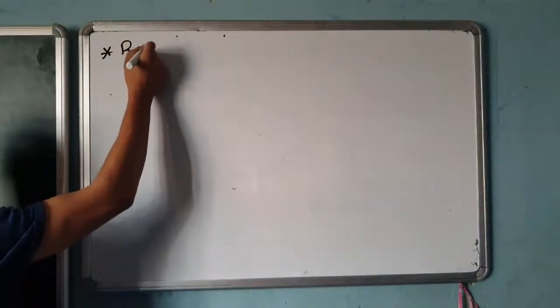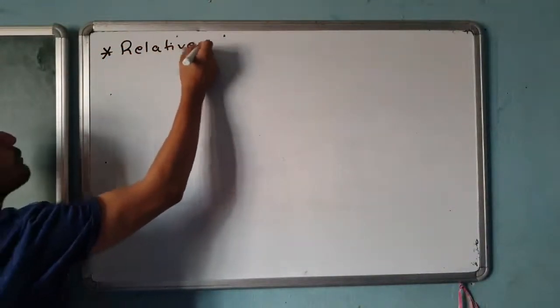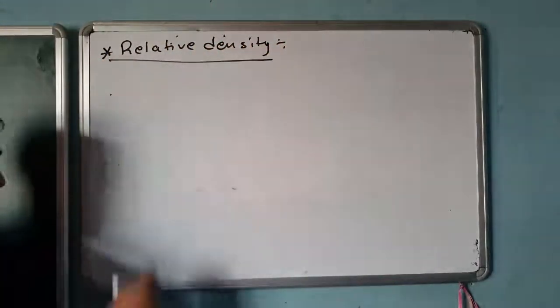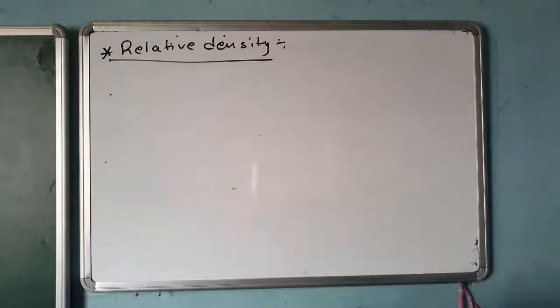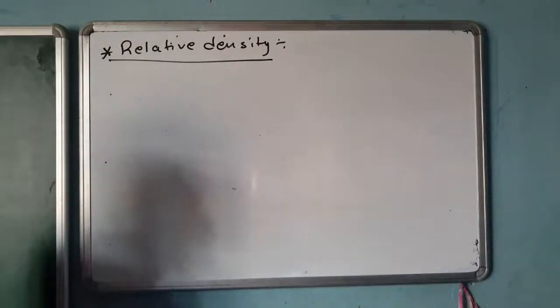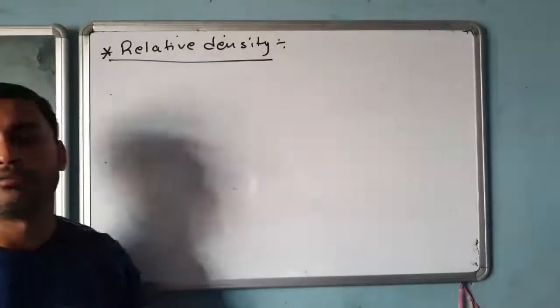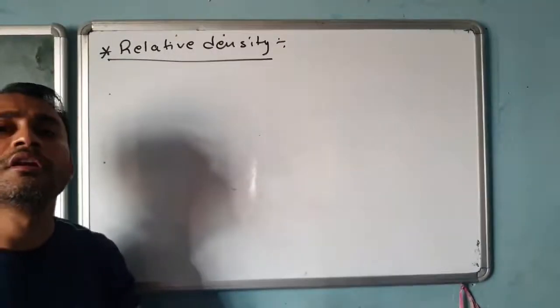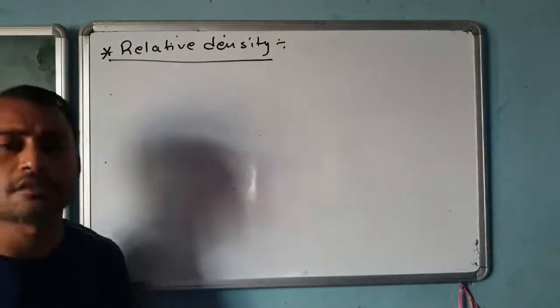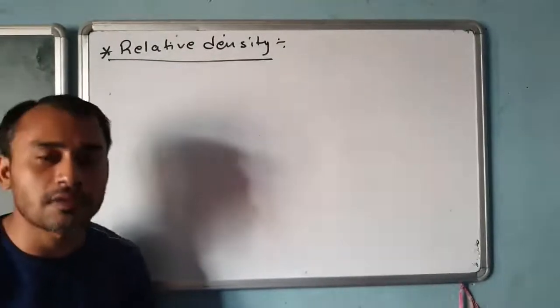Now today, the next topic we need to discuss is relative density. What is it? So far, we have learned about density, right? We know that density is the mass per unit volume. But what is relative density? And what is the importance of relative density? And why do we need to calculate the relative density? What is the significance of that?